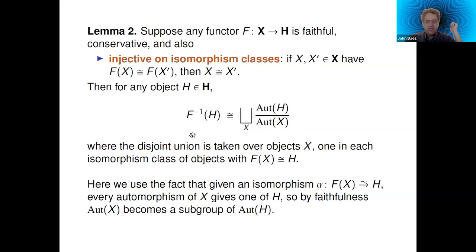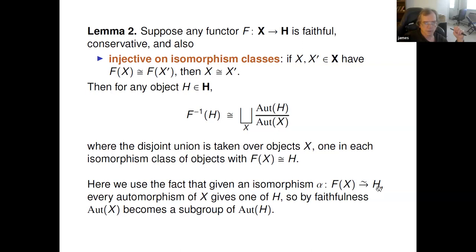I'm interested in the case where you've got an object up above called X that maps down to our chosen object down below called H, at least up to isomorphism. It's always true that automorphisms of the object above give automorphisms of the object below. I said it backwards, which is why I was getting confused.